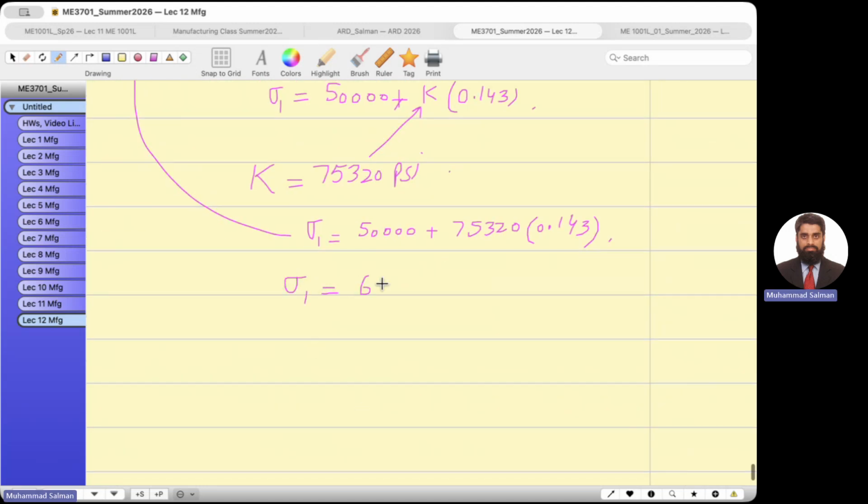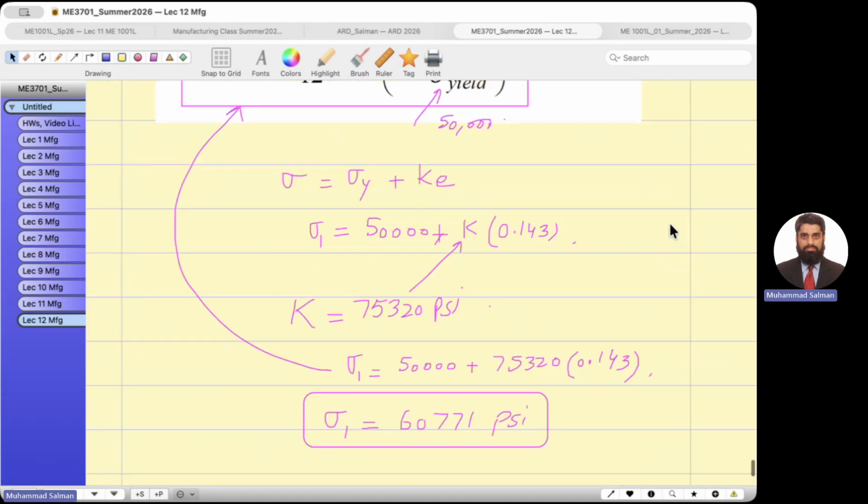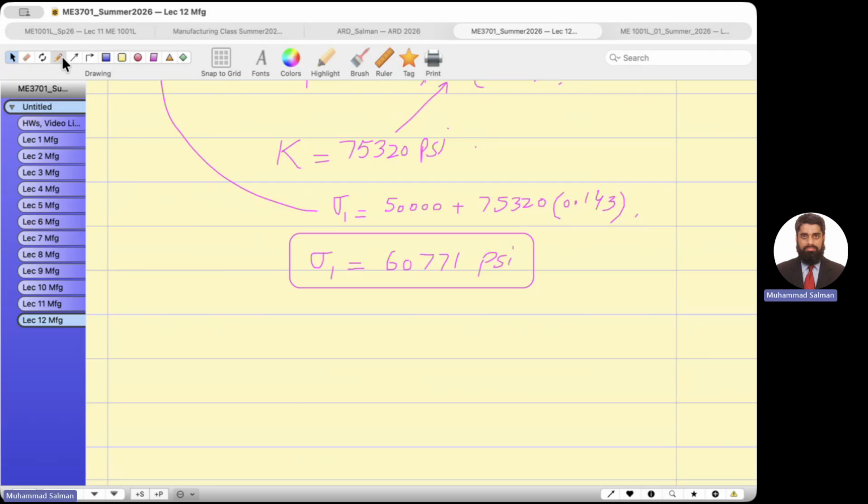Do you get a stress of 60,771 psi? Please confirm. Yes, he confirms, she confirms. That's good. Now let's plug it into the bending moment formula. So MB, the bending moment, is sigma yield times the breadth times the thickness squared, divided by 12, times 1 plus sigma 1 over 2 sigma 1 over sigma yield.